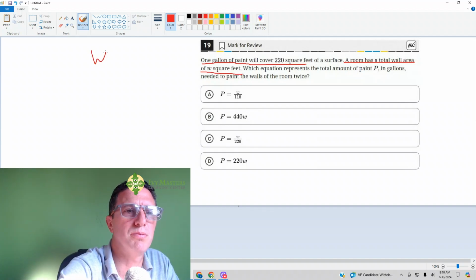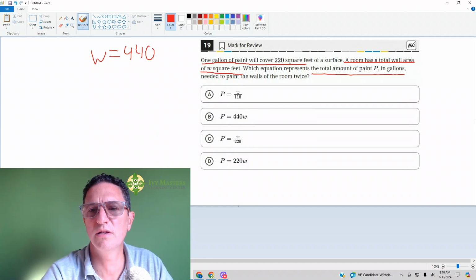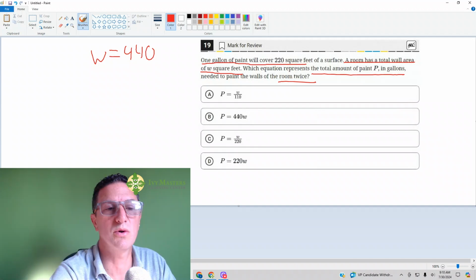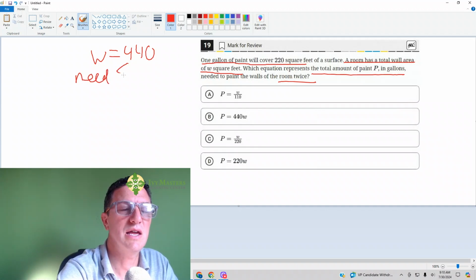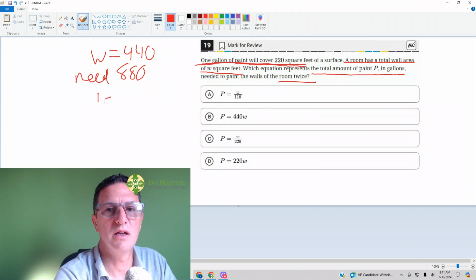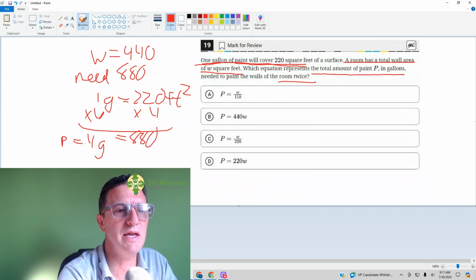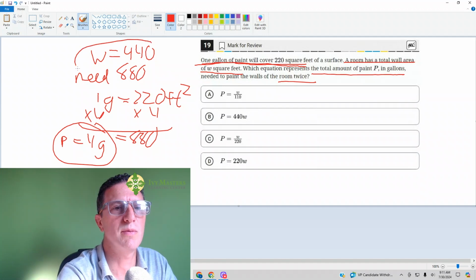I'm going to pick a multiple of 220. Let's say W equals 440. And the question is, if P is the total amount in gallons, we've got to paint the room twice. So we're going to need 880 square feet. So if 1 gallon is 220 feet squared, if I multiply both sides of this by 4, notice 4 gallons is going to be 880 feet squared, which is what I'm looking for. So my P, total number of gallons, is 4 if my W is 440.